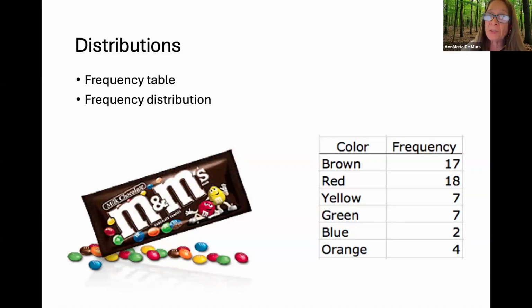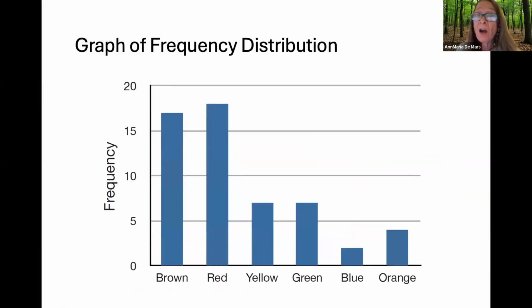So this is our last video on distributions. A table like this shows how frequently each value occurs and is called a frequency table. In this case, it describes the distribution of M&M color frequencies. Not surprisingly, this distribution of frequencies is called a frequency distribution. Often a frequency distribution is shown graphically, as in this figure.